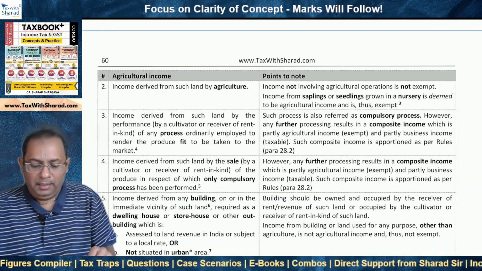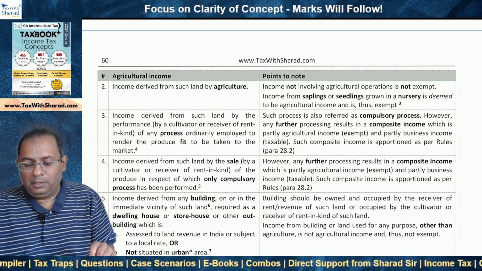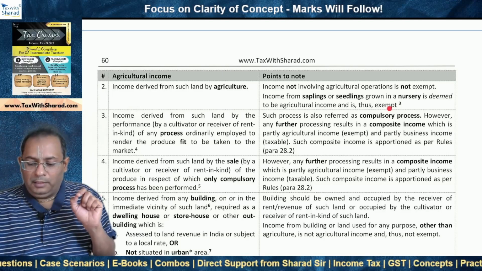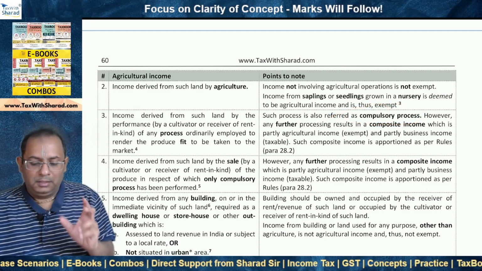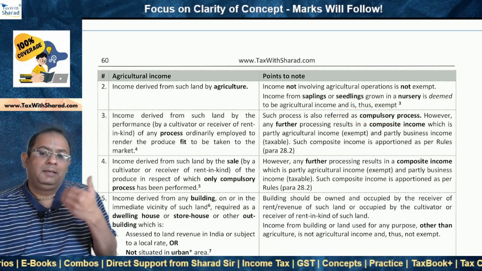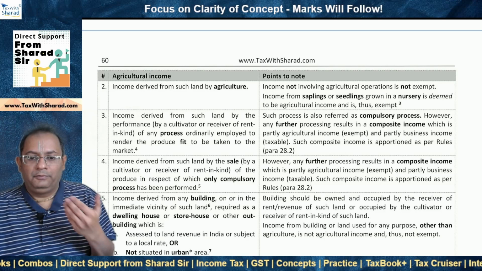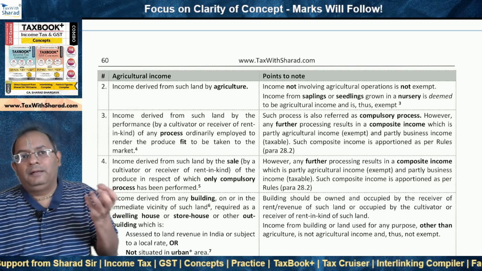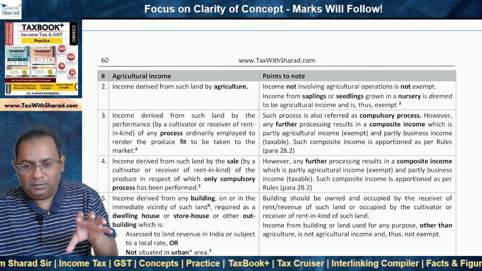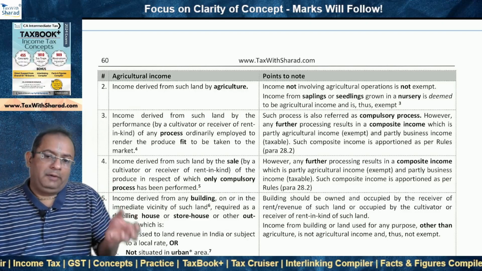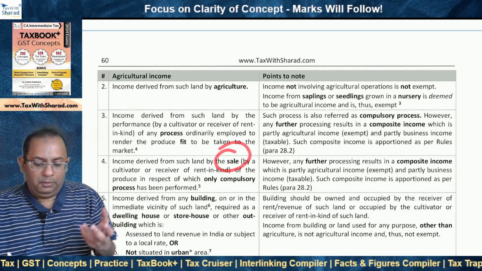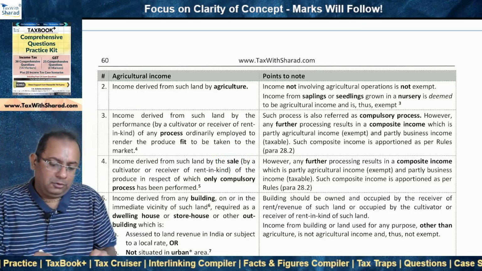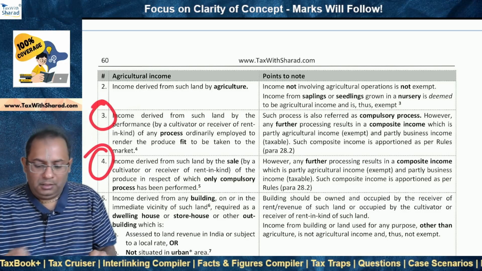The government wants to say that if you have performed processes on the raw produce which are in the nature of compulsory process or processes, then also we will make the income exempt, and we will treat it as exempt agricultural income. So either you generate income from performance of such compulsory processes, or you generate income from the sale of the produce in respect of which such processes have been performed. So this is number 3 and this is number 4.